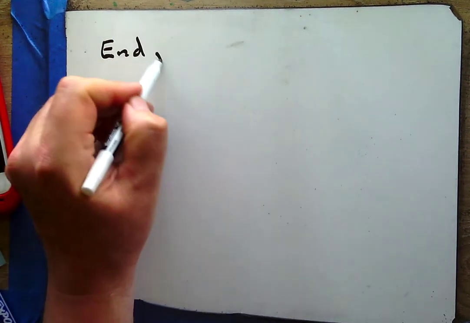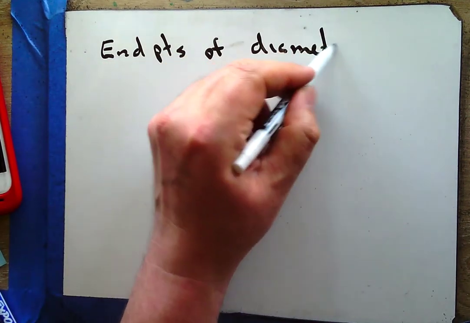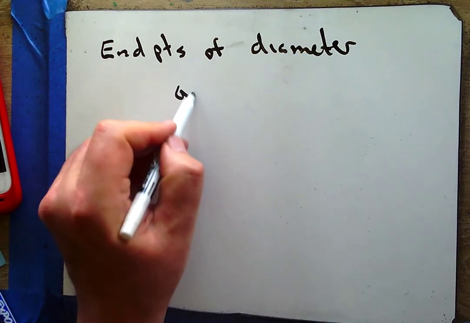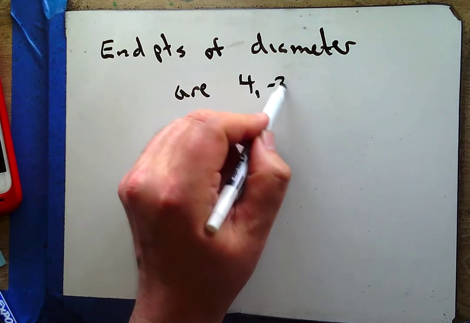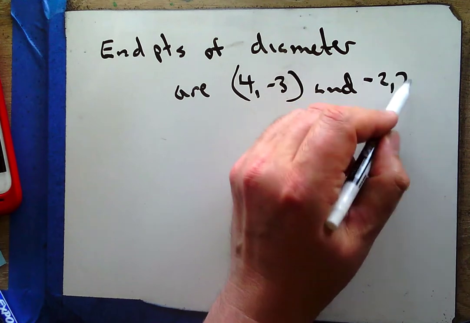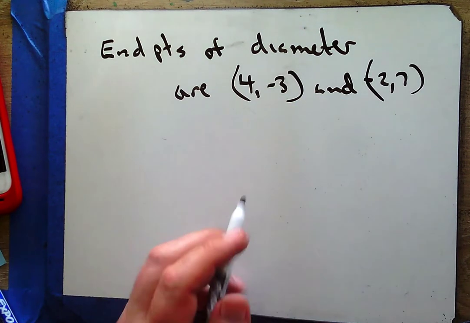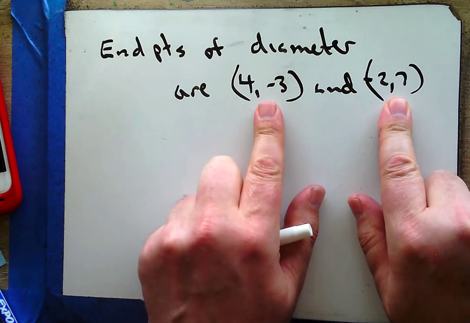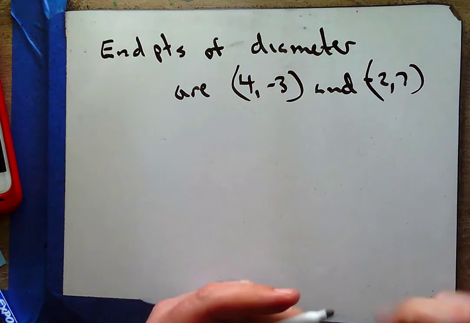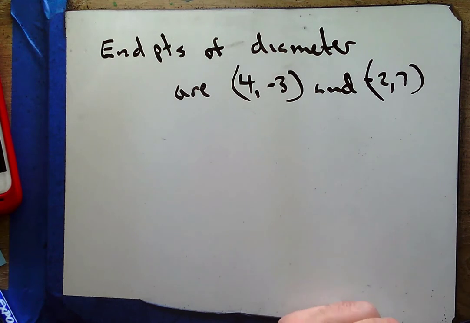The endpoints of the diameter are (4, -3) and (-2, 7). Okay, please write the equation of the circle that has a diameter whose endpoints are (4, -3) and (-2, 7).